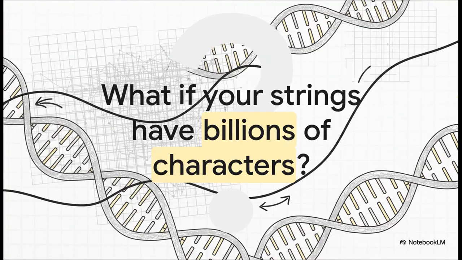I mean, just imagine trying to compare 2 human genomes. You're talking about billions of characters. That DP grid would be astronomically huge. It would take ages to compute. For problems on that scale, we need a totally different way of thinking. We need something that runs in linear time.